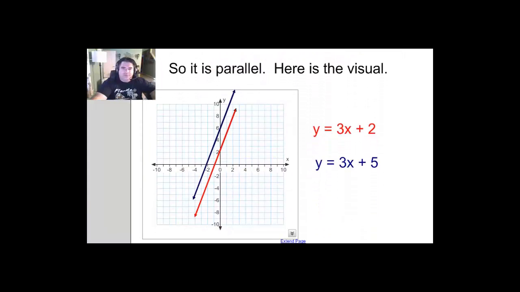Here's a visual for you. Notice how they're the same space apart no matter how you move, and they're always going up 3 over 1, up 3 over 1, but they'll never touch each other because they have that consistent space between them.